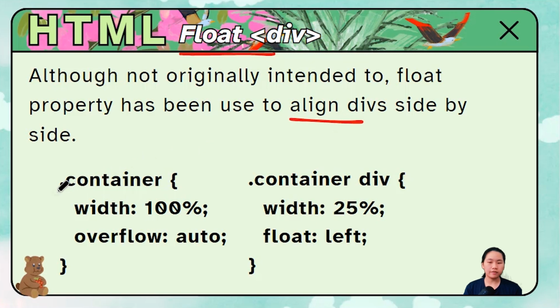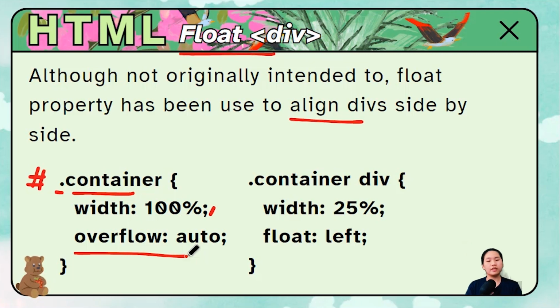So first off, I have a class. You can know it's a class because of this little dot over here. If it was an ID, it would be a hashtag. And I have a class of container with the width of 100%, so it'll take the whole page, left to right. And overflow is auto.